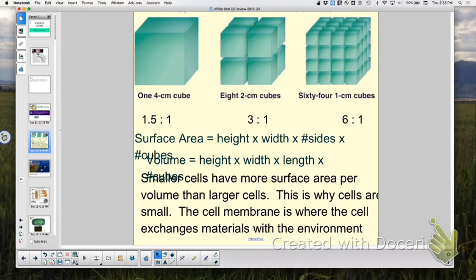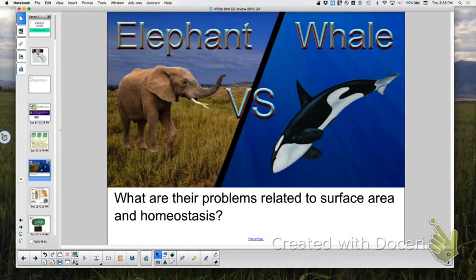Then we talked about problems related to surface area and homeostasis. When we look at the elephant, why do they have these big flappy ears? What are they using them for? To cool down, to exchange the temperature in their blood versus the environment. But yet this whale is trying to keep things very compact, close to its body because it's trying to conserve heat, because it's a mammal. So we can look at structure and function related to homeostasis.